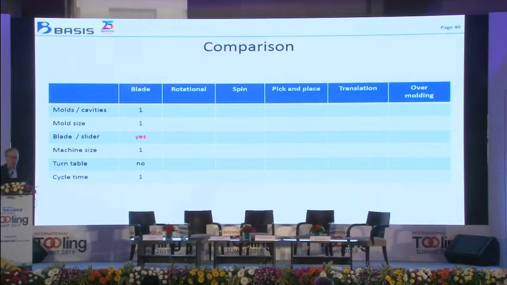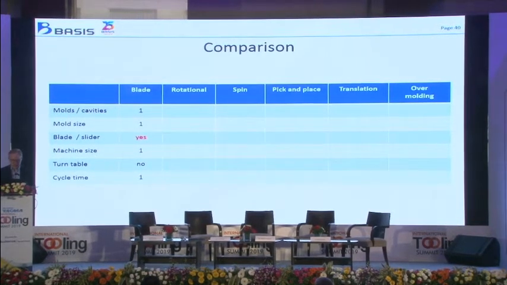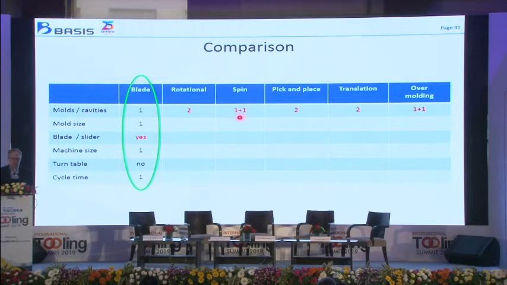Now I will show you a comparison between these 6 different technologies. I take as reference the blade technology, where we have, in this simple case, one cavity. The mold size we consider 1. We have the blade, the machine size is also 1, turntable, no need, and cycle time is 1. Cavities or molds: for rotational, we need 2 cavities. For spin rotational, we have 1+1 mold. For pick and place, we need 2 cavities. Translation 2. Overmolding, we have 1+1.